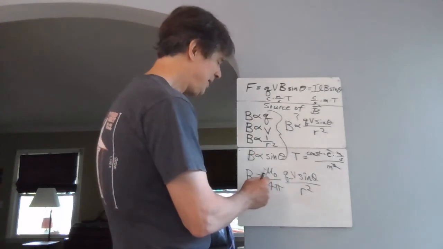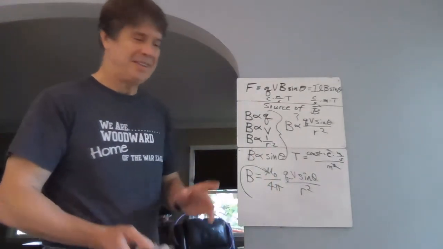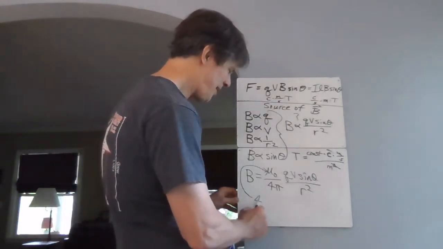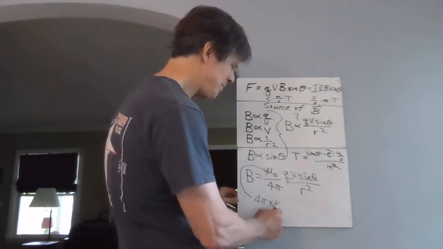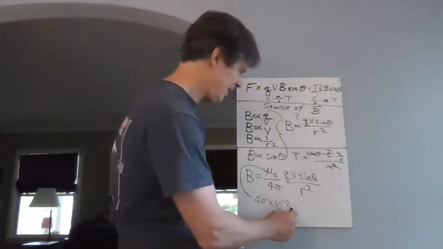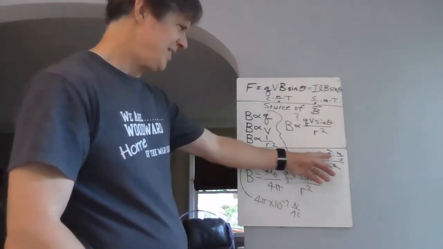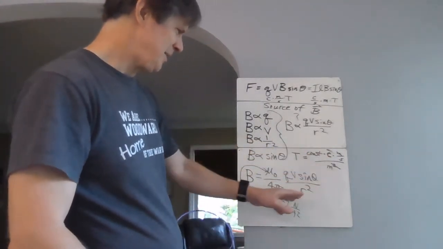Oh, but yeah, I mean, mu naught itself has to have a value. And I'll tell you what it is. It's 4 pi times 10 to the minus 7. I think it's a Newton per square ampere. I'm pretty sure of that. I'm so sure that I'm going to write it down. Besides, I think we actually had that going.